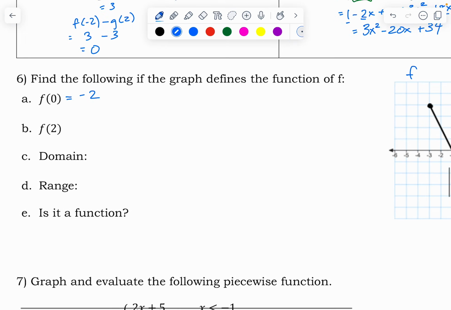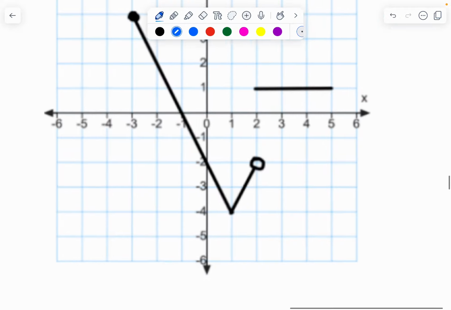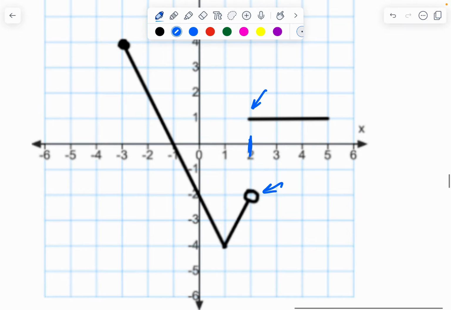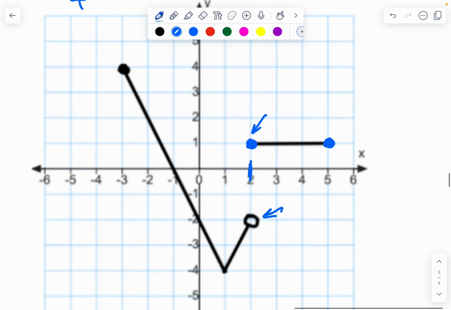Okay, so the next one, f of 2. When we look over here at 2, we notice that there's something happening down here, and there's something happening up here. If they don't indicate a circle, we can assume that it's a closed circle. If we want it to be open, we've got to draw it in. So when our x value is 2, our y value can't be this down here at -2. It can't be this one, that's no good. It's going to be the one up above it where it is a closed circle, and so this is equal to 1.